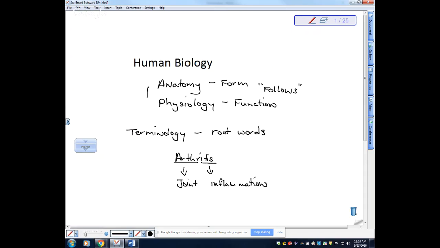So this is when, for some reason, there is increased blood flow, there could be extra fluid in the joint, and this is inflammation. So understanding itis, anytime you see itis, you know that it means inflammation. And anytime you see this word arthro or arthra, it means that it has to do with joints.